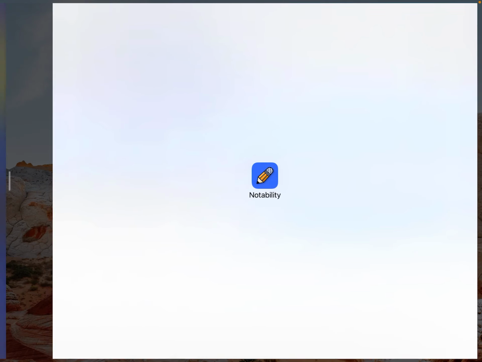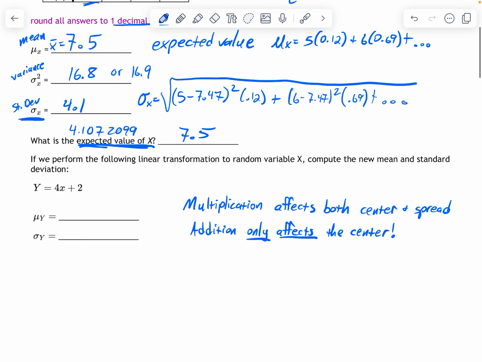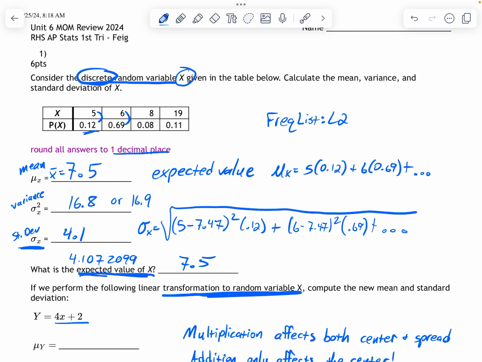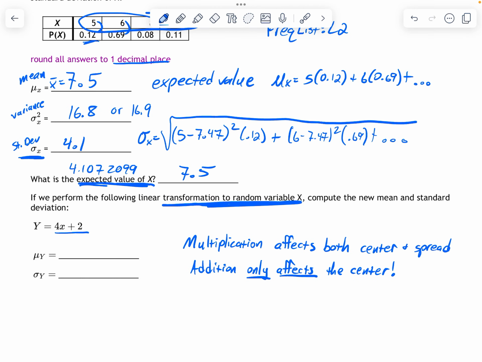Okay, then it says, what's the expected value of x? That's just a repeat question, folks. That's the 7.5. All right. If we perform the following transformation to the x's, what is the new mean and the new standard deviation? We are going to do 4 times x plus 2. So we're going to take all of the x values and they get multiplied by 4 and added 2. What will happen to the center, the mean, and what will happen to the spread? And here's some rules that we've talked about, right? Multiplication affects everything. Addition only affects the center.